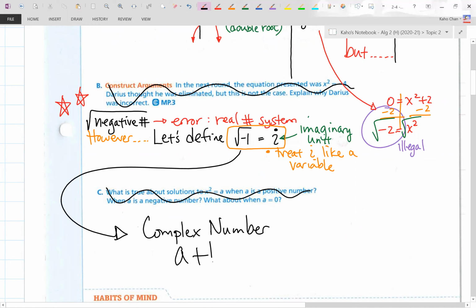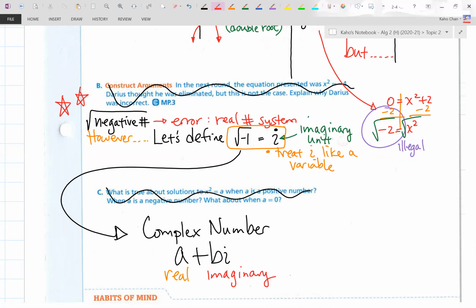a plus bi is a binomial containing 2 parts. The a you've done for years since you were in kindergarten is the real part. When you count numbers, when you multiply numbers, those are all there. The bi part is the imaginary part. Treat this like a variable, like regular terms. It's not a big deal, okay? So let's move on and try some problems. Next page.